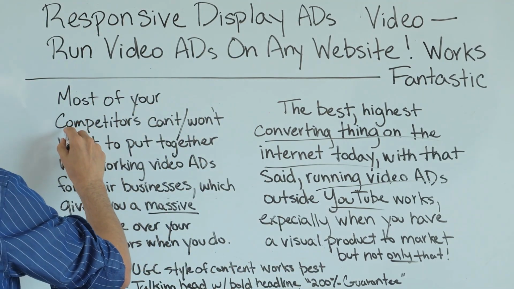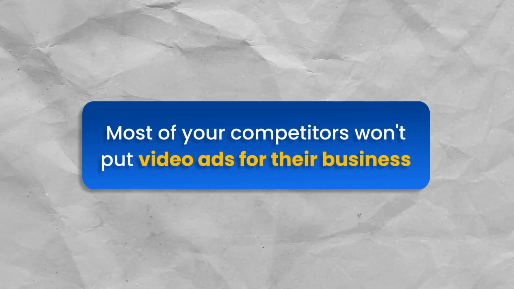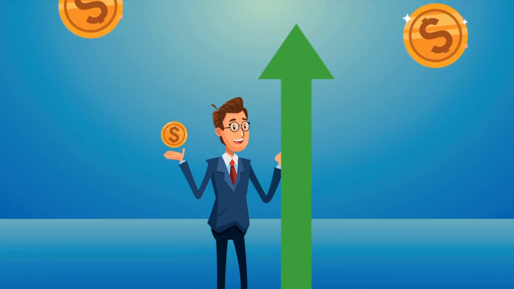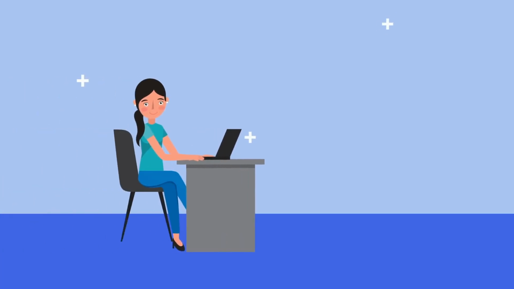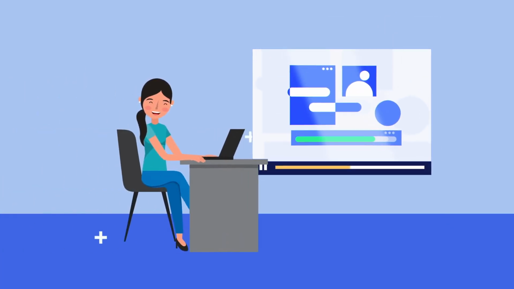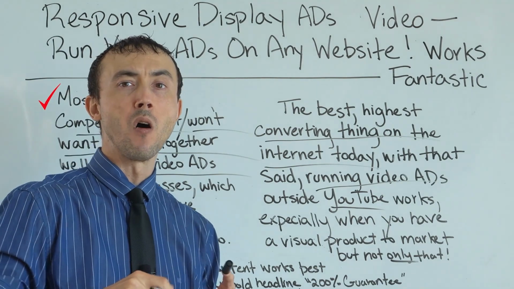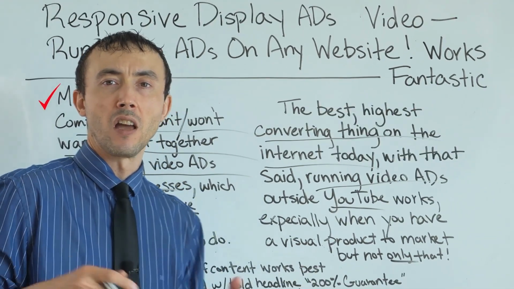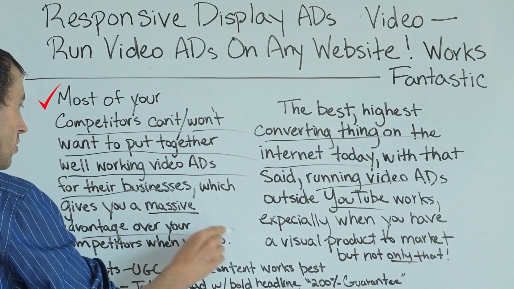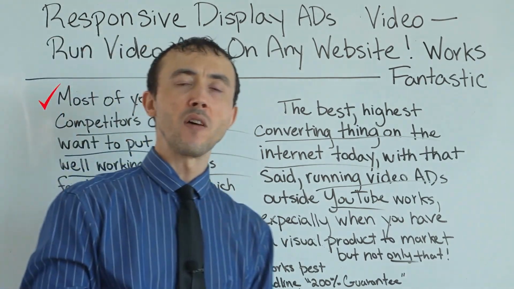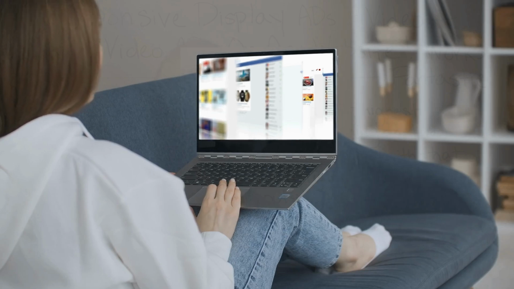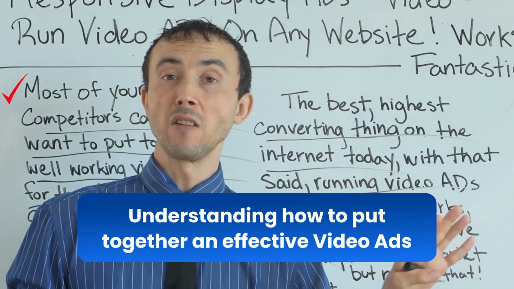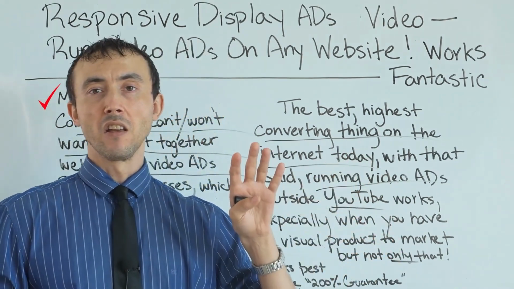Most of your competitors can't or won't want to put together video ads for their businesses, which is what gives you such high profits running a video ad for your business in the first place, particularly responsive display ads, because very few people know that you can even run a video ad on Google Display Network and with your responsive display ads. So therefore, just knowing the fact that you can run video ads on millions of different websites where prospects can actually, where their eyeballs are at, and understanding how to put together an effective video ad, because that's a whole other thing.